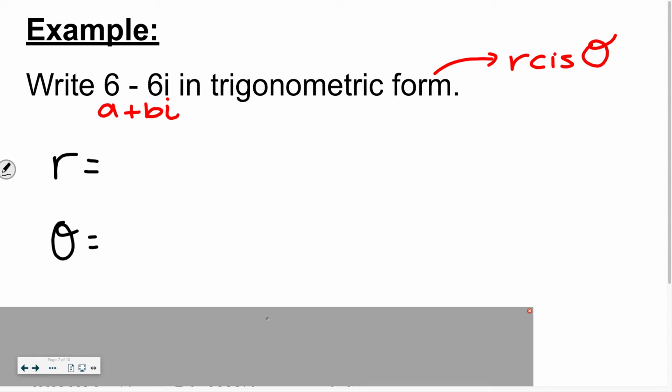I heard as I was walking around, a lot of people said, find R and theta. You need those things for trig form. So if you have A and B, how do you find them? Negative 45, that's not right. You add 360. You still have to, at the end there, put it in trig form.